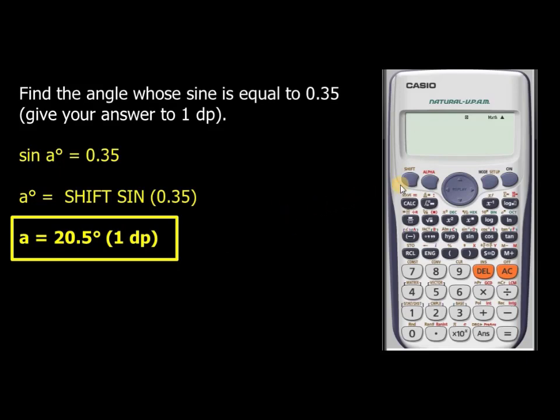On a calculator, this is how you do it. Shift sine 0.35 close bracket equal. Now there is the answer. We don't want all of the decimal places, we want 1. So we go shift, set up, choose fix, that's number 6, and we want 1 decimal, so we choose number 1. There is the answer, 20.5 degrees.